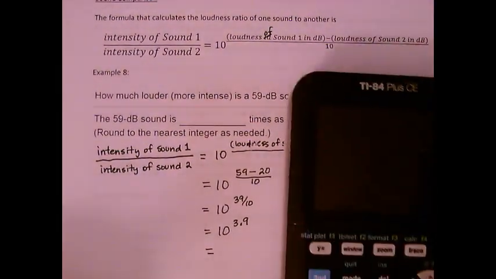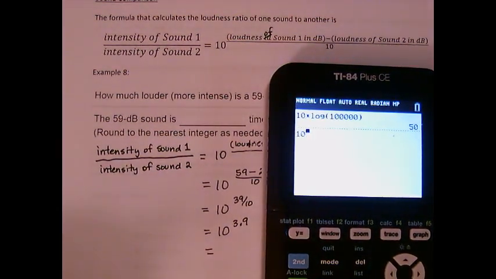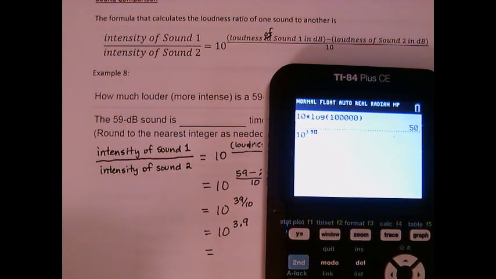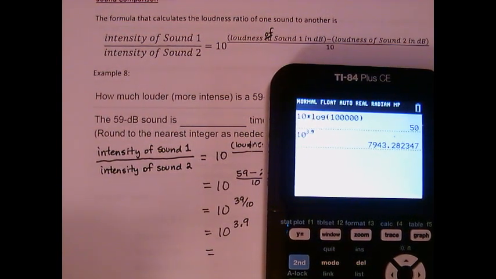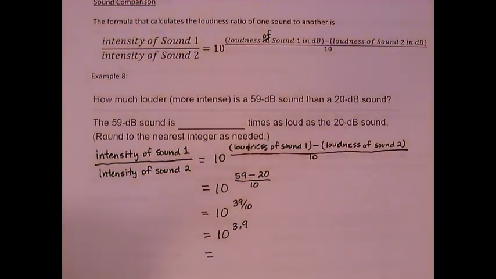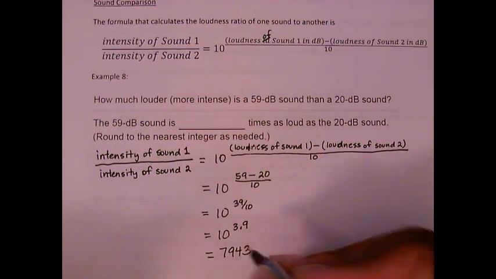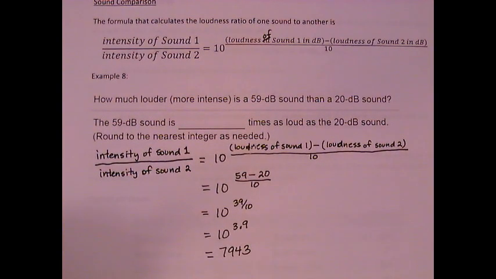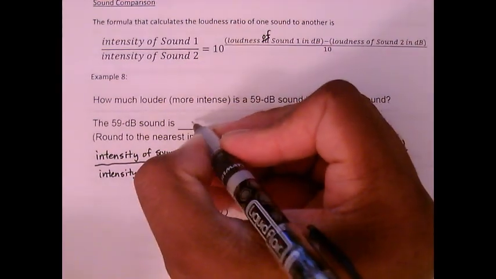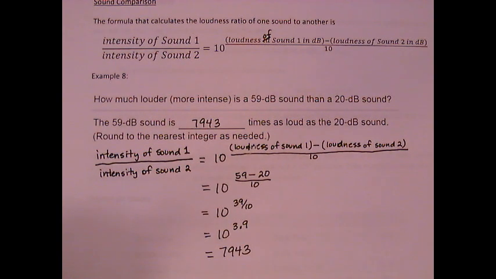And if I do 10 to the 3.9 in the calculator, and they want that to the nearest whole number, this will be 7,943. So the 59 decibel sound is 7,943 times as loud as a 20 decibel sound.